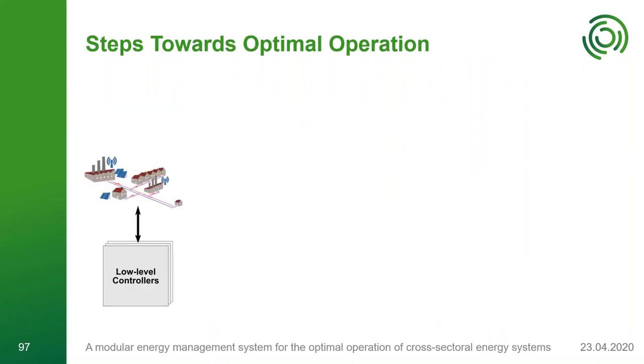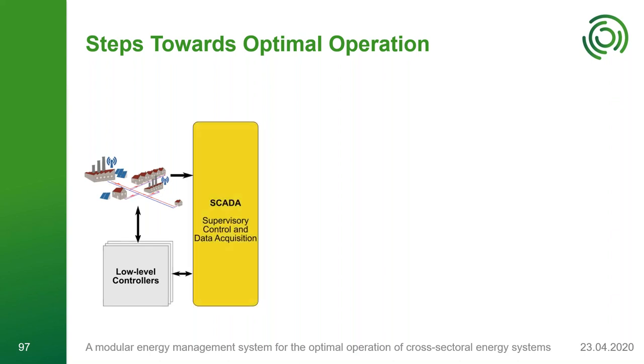If we have our system on the left, this is operated by low-level controllers. And now the important part about going into the future is the next step: a SCADA system, a supervisory control and data acquisition system, that takes all of this information within your system and combines it as a single point that you can access. Also important is that you use weather forecasts or other forecasts, price forecasts, whatever, from external providers or from your own sources, so that you have some notion about what will happen in the future.